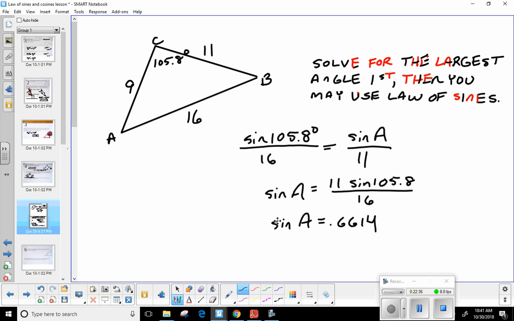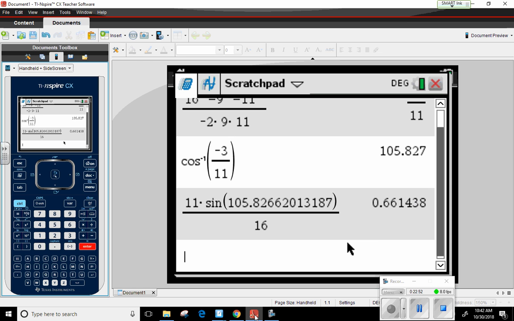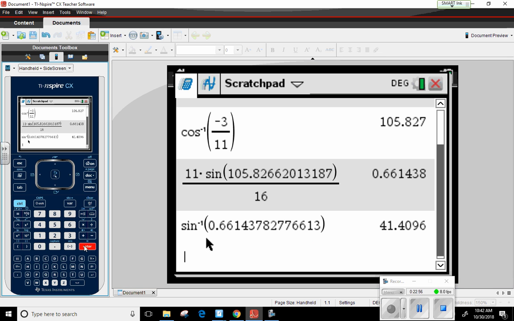Okay. So now how do I use that to figure out A? Got to take the inverse. Every time you want an angle measure, you have to take the inverse. Only if you want the angle measure. If you're looking for a side length, you will not be taking the inverse. Okay, so sine inverse of the previous. I'm saying about 41.4. Okay.